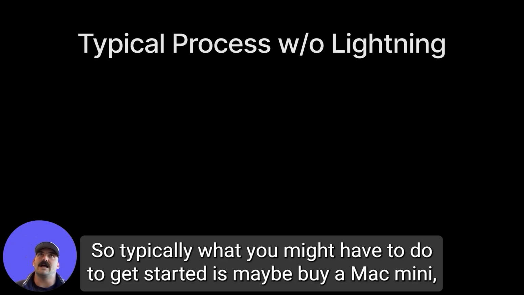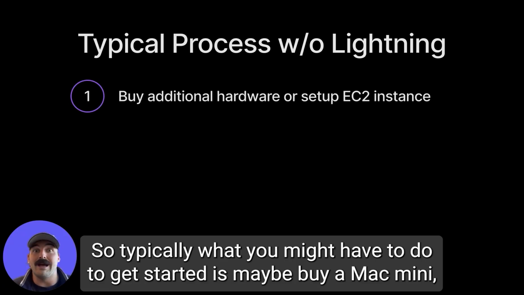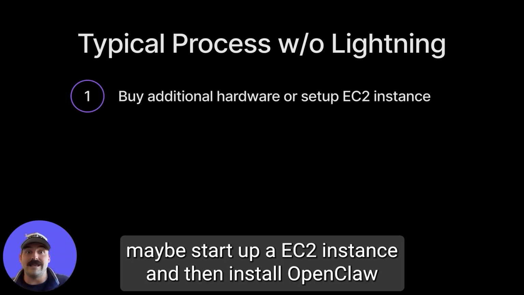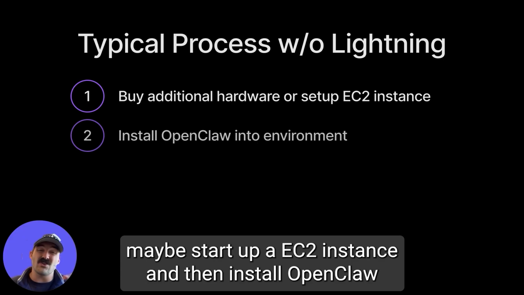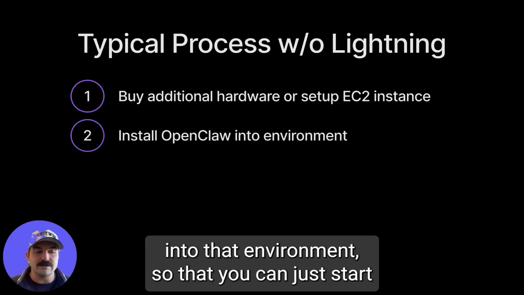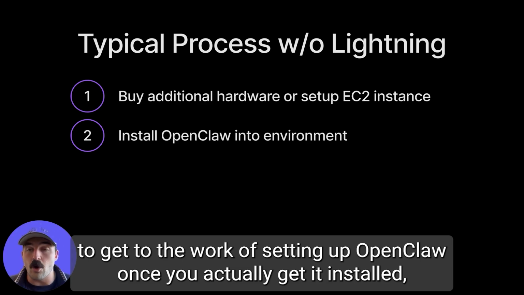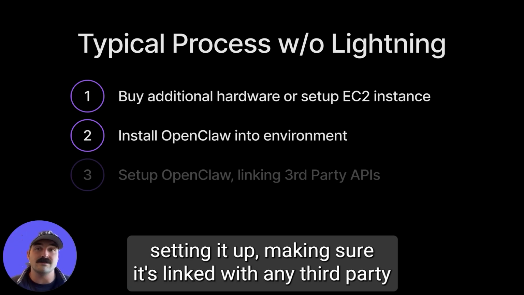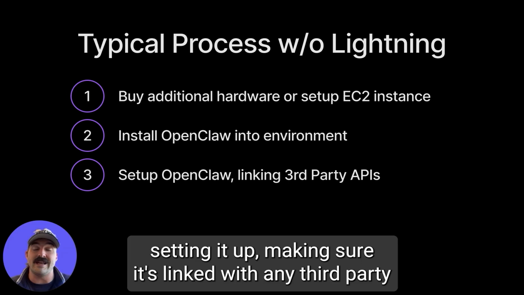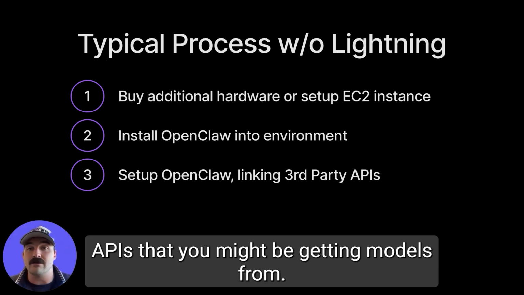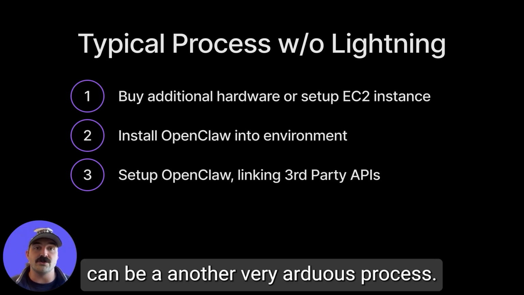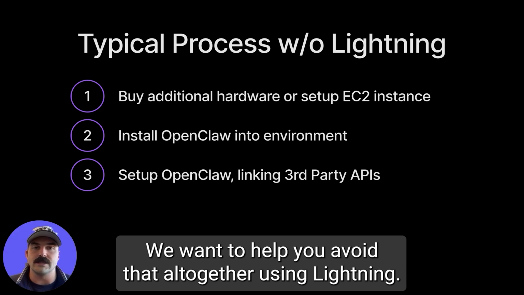So typically what you might have to do to get started is maybe buy a Mac Mini, maybe start up an EC2 instance, and then install OpenClaw into that environment so that you can just start to get to the work of setting up OpenClaw. Once you actually get it installed, setting it up, making sure it's linked with any third-party APIs that you might be getting models from can be another very arduous process. We want to help you avoid that altogether using Lightning.